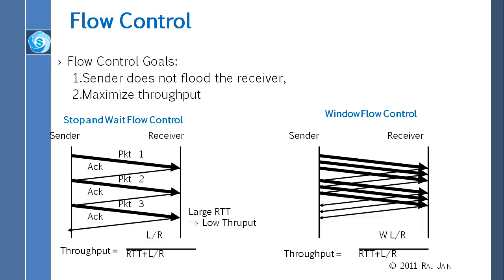In this case, how many packets have you sent and in how much time? Let's say W is your window. Then you have sent W times L upon R. This is the transmission delay. This much time you have used, but the total time is 1 round trip plus 1 L upon R. So your throughput is W times bigger.